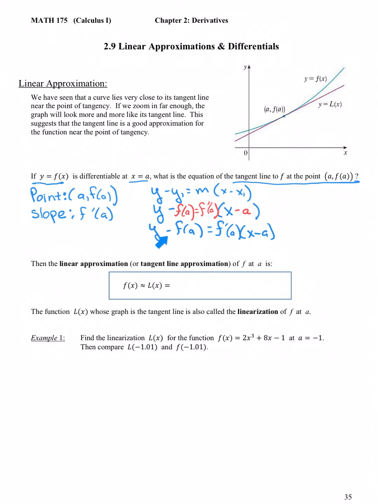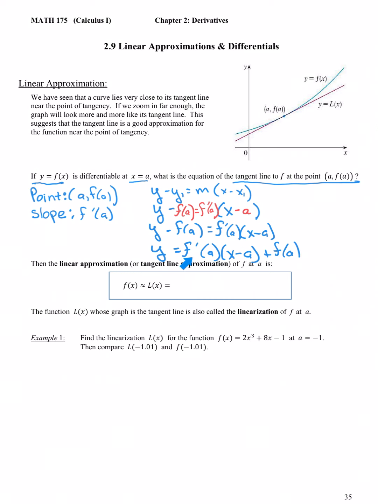Now notice one more thing. I'm going to isolate my y here. All I did was add the f of a to both sides. So truly, this is still point-slope form of a line, is it not? So check this out. This is our formula for linear approximation, or the equation of our tangent line.